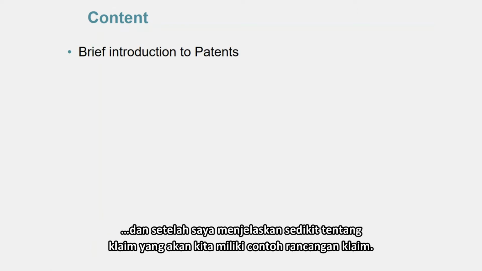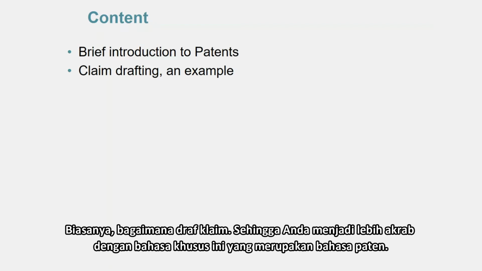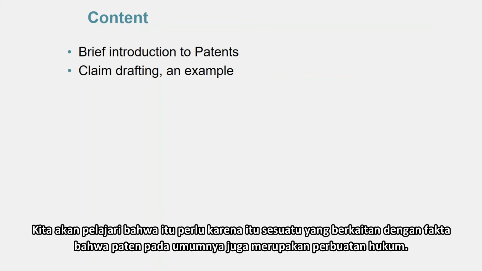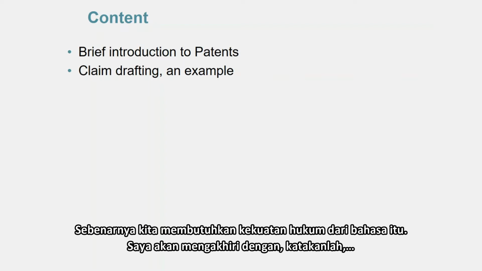And once I have explained a little bit about the claims, we will have an example of claim drafting, how a claim is normally drafted, so that you become more familiar with this very particular language, which is the patent language. It may be strange at the beginning, but that is the way a patent is normally written, and it is even necessary to write patents that way. We will learn that it is necessary because a patent in general is also a legal act. So we need a legal strengthening of the language.